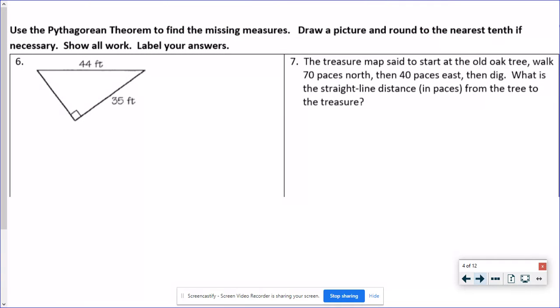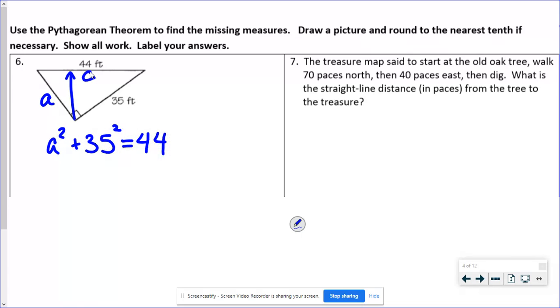For numbers 6 and 7, this is where we had those application kind of problems. Be careful in number 6. The 44 has to be the C, right? That's the side that's across from the right angle. It's not touching the right angle. So we're going to say that this side that's missing is A. So I'll have A squared plus 35 squared equals 44 squared.